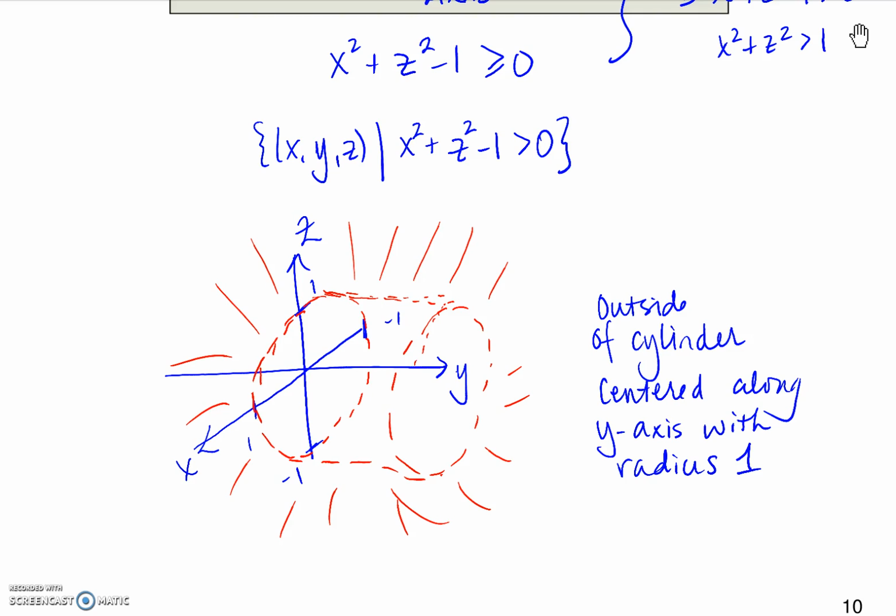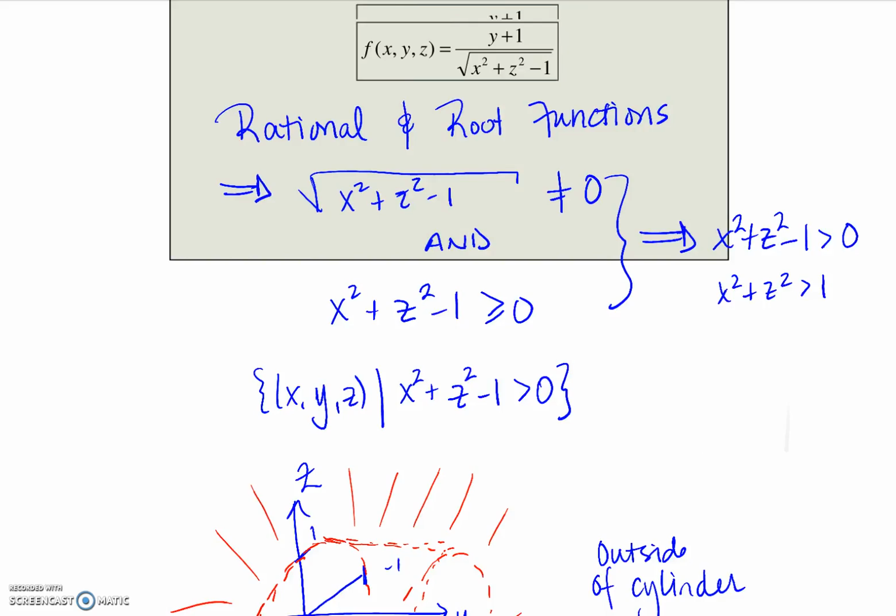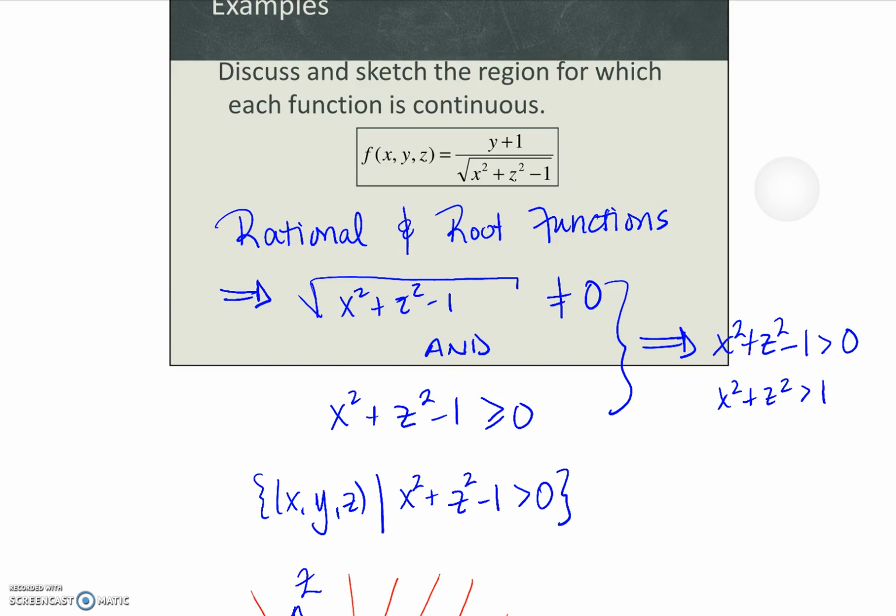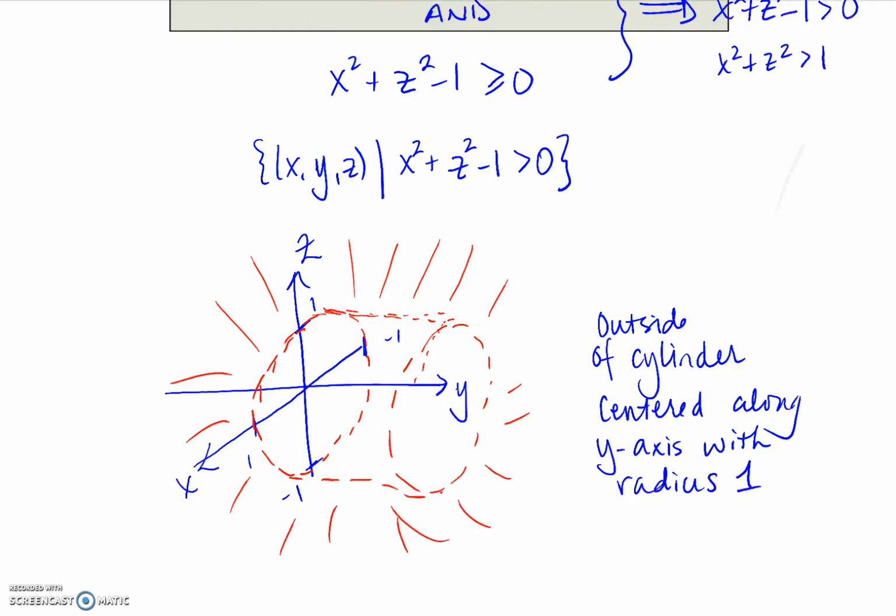So since this picture is a little hard to interpret, and whenever a picture might be a little hard to interpret, we can describe it verbally a little more clearly, we should always do that. So notice I have here: outside of the cylinder centered along the y-axis with a radius of 1. That is what I'm trying to portray in that picture, and that would be the region on which this function f of x, y, and z is actually continuous.